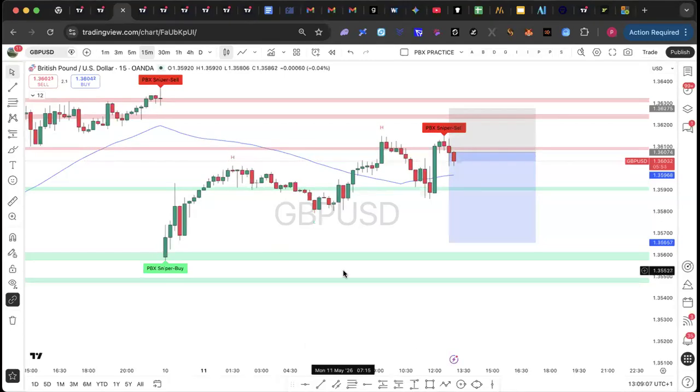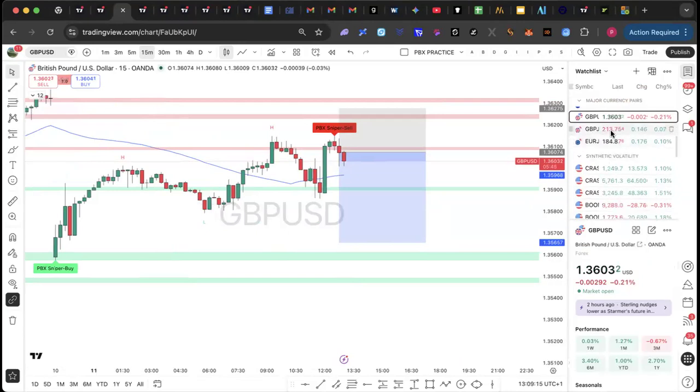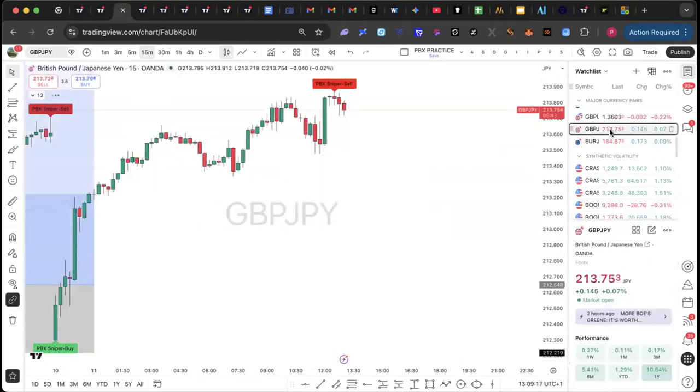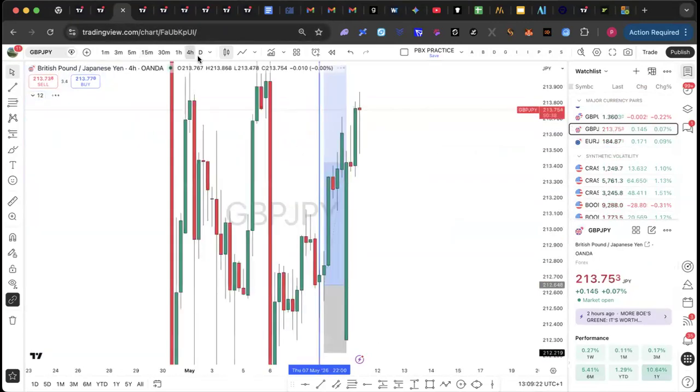Which instrument shall I go to? I want to go to GJ. GBP/JPY, yeah. Let me go to GJ. What time frame should I go to? The 4 hours. I should go to 4 hours.